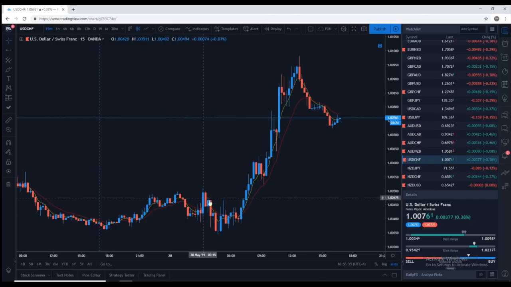Here's another one. Asian range right here. Here's the setup for the London session. Boom, goes all the way up. What happens? Reversal, comes back down, and now it consolidates.